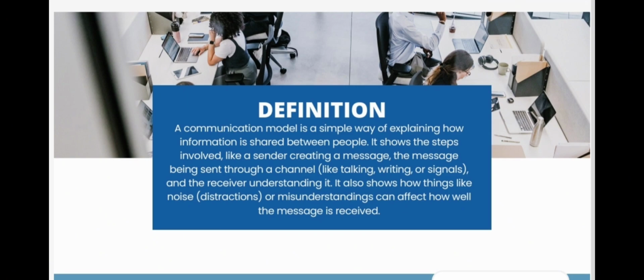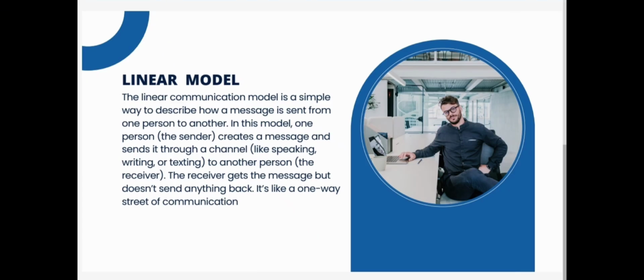Let's define it. A communication model is a simple way of explaining how information is shared between people. It shows the steps involved, like a sender creating a message, the message being sent through a channel while talking, writing or signals, and the receiver understanding it. It also shows how things like noise, distraction or misunderstandings can affect how well the message is received.